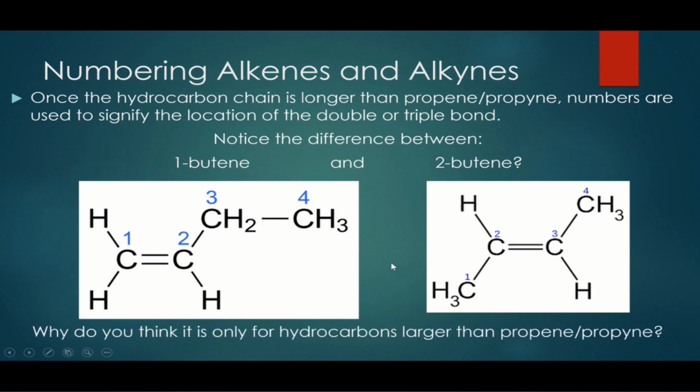Why do you think hydrocarbons only larger than propene and propyne need the numbering system? Well, if you think back to eth, that's 2 carbons, ethene and ethyne, there's only 2 carbons. So the only place a double or triple bond could be is between those 2 carbons. Similarly, with only a 3-carbon chain, if you could turn the structure left, right, up, down, front, and center, the double or triple bond would always have to be on the first carbon. So it's redundant to say 1-propene. It has to be 1-propene. There is no 2-propene or propyne.